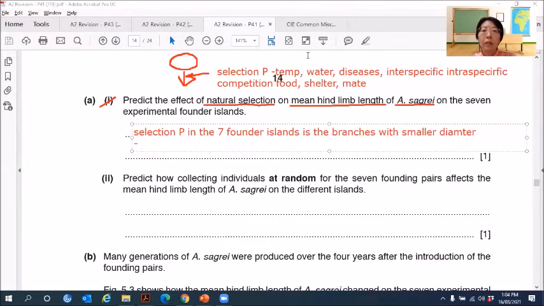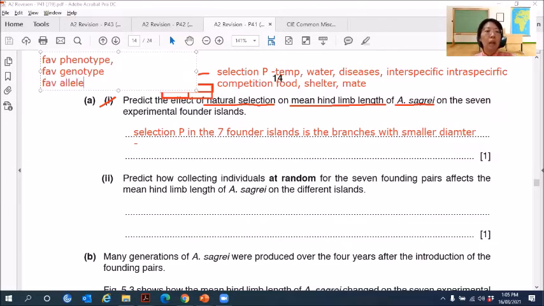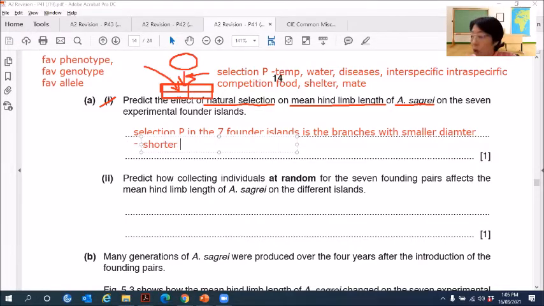So I already taught you the format of natural selection. When you want to discuss it, you divide the population into 2 groups. The first group is the population with a favorable phenotype, genotype, and allele. So this group here has a favorable phenotype, therefore a favorable genotype, therefore a favorable allele. What is the favorable phenotype here? Because the branches are small, what is a favorable phenotype for them to survive? Of course, shorter hind limbs.